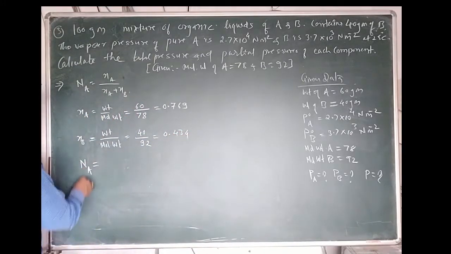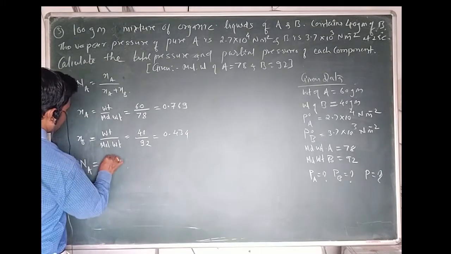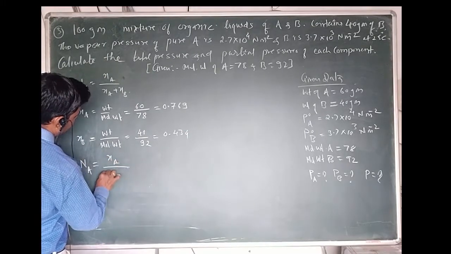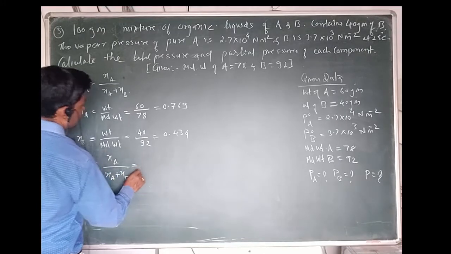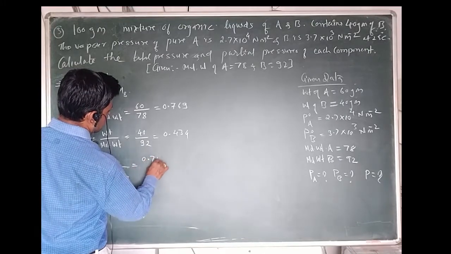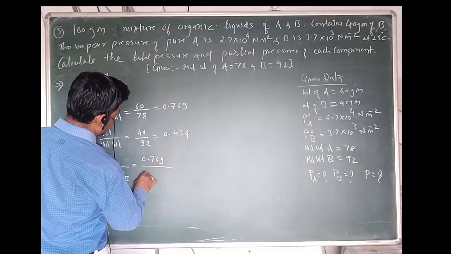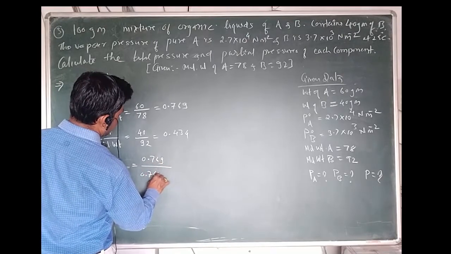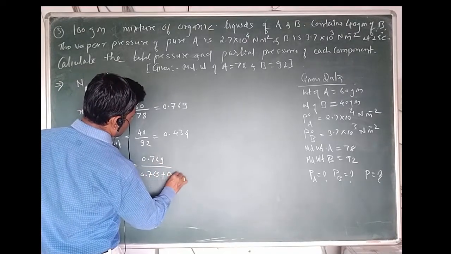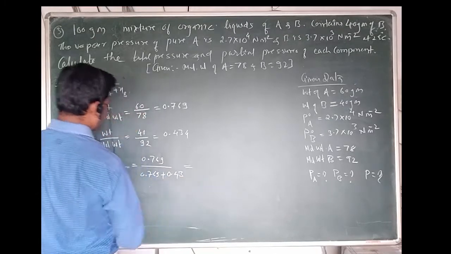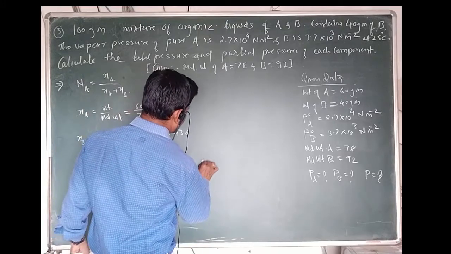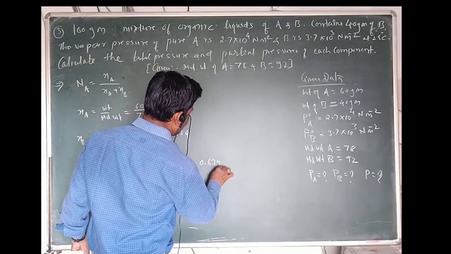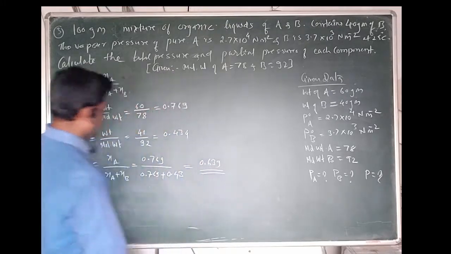So can we calculate the mole fraction of A? Yes, very simply. Mole fraction of A is the number of moles of A divided by the total number of moles. So we have 0.769 upon 0.769 plus 0.434. After calculating this, you will get 0.639 as the mole fraction of A.